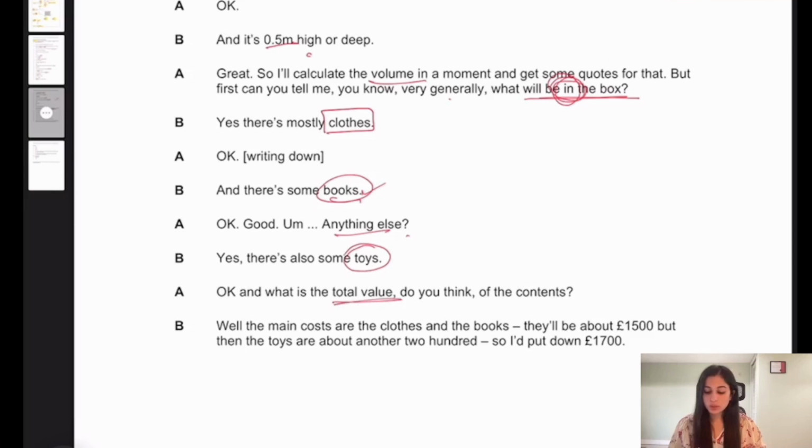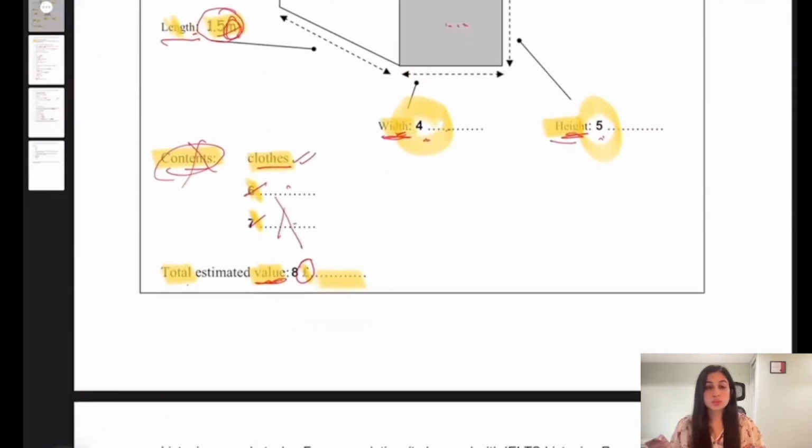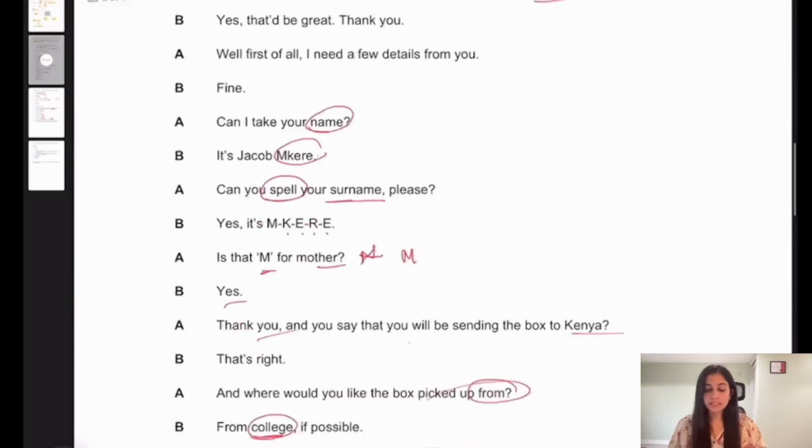Okay, what is the total value? So estimated cost of the contents. Now they use the word content. So if you were waiting for this word, you will miss out on these two answers, right? So please don't do that. Follow the flow. Clothes was spoken, so the answer to 6 and 7 is already done.